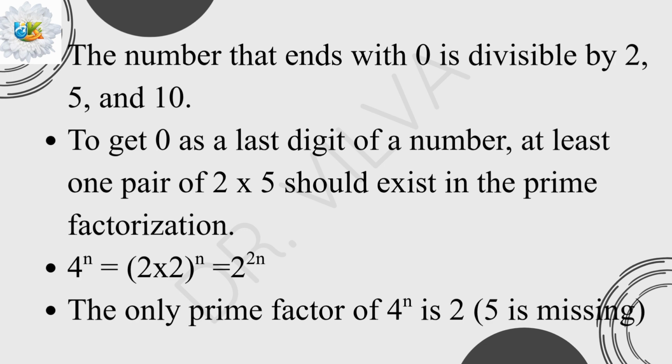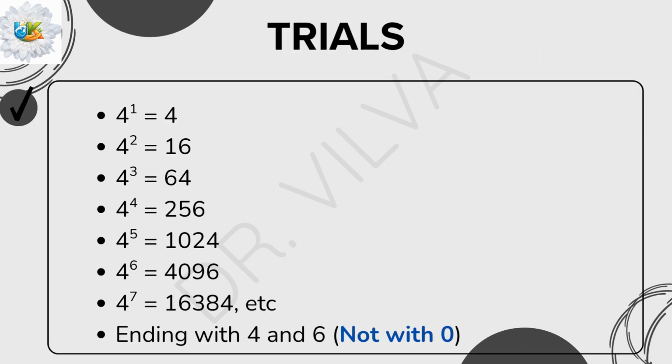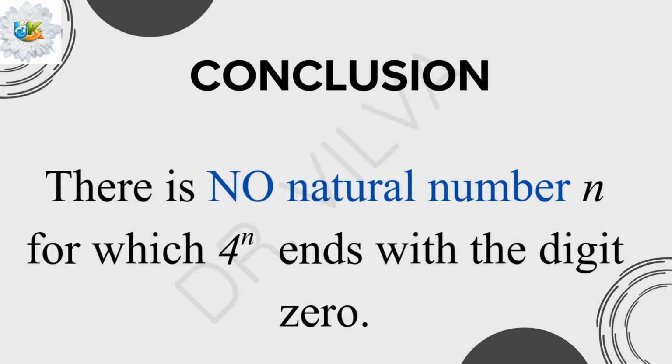We can see this in action. 4 raised to 1 is 4, 4 raised to 2 is 16, 4 raised to 3 is 64, and so on. None of these end in 0. Therefore, we can conclude that no natural number n exists such that 4 power n ends with the digit 0.